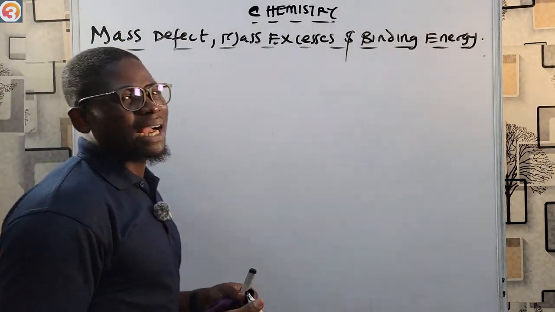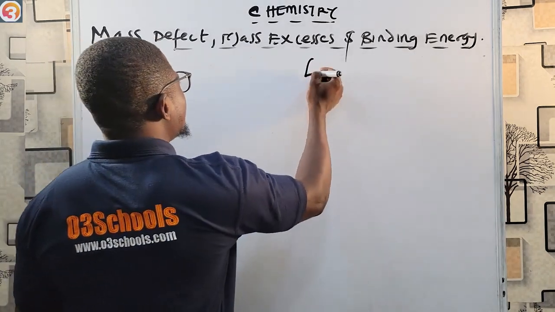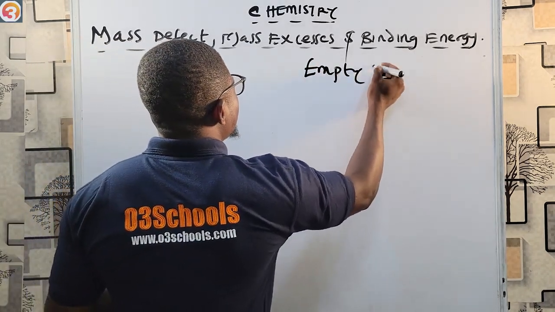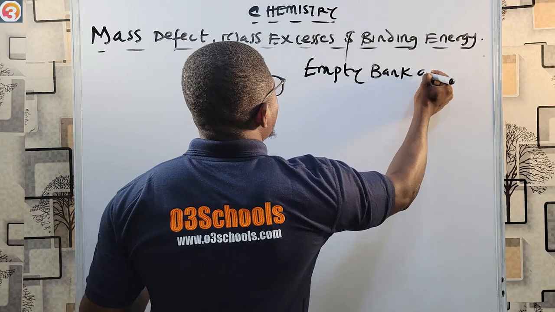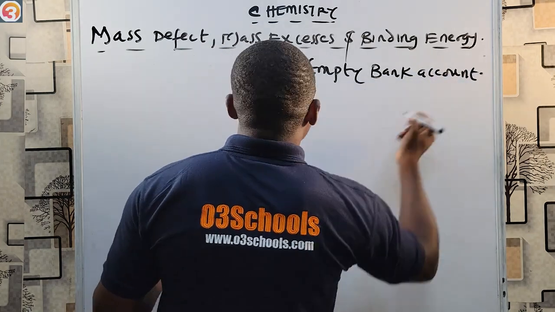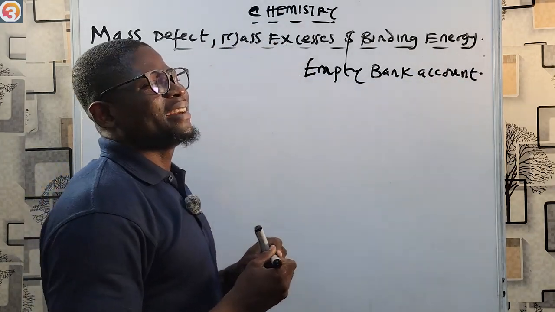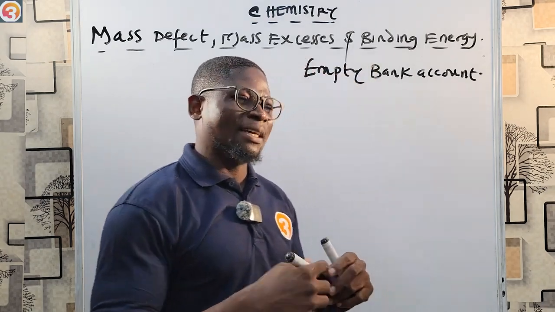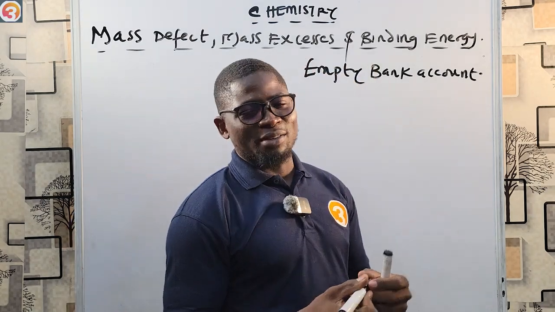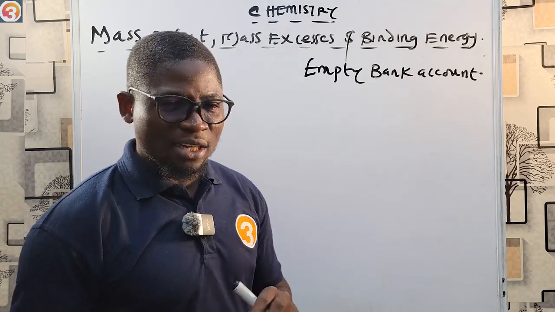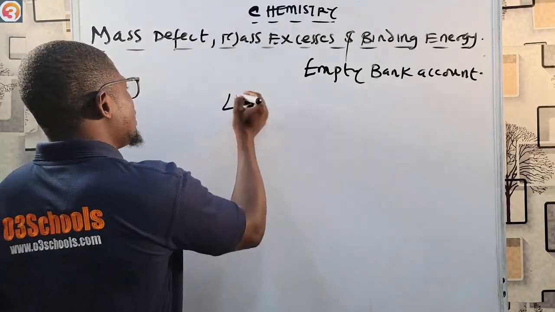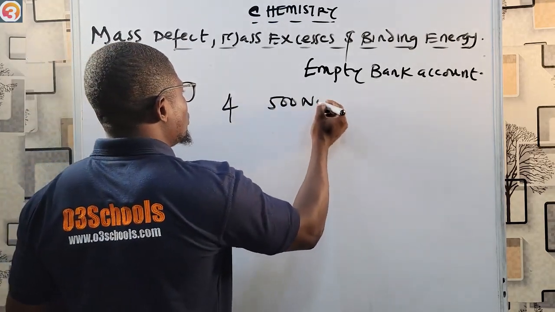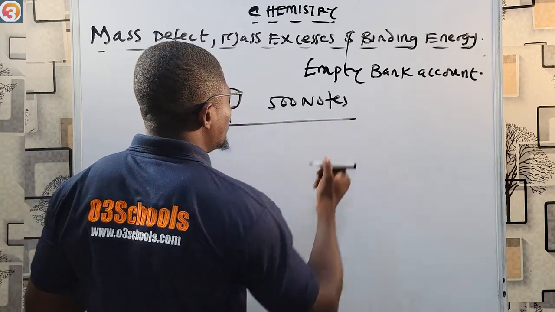an empty bank account. Then you take four 500 naira notes and deposit them in your bank account, this bank account that is empty.